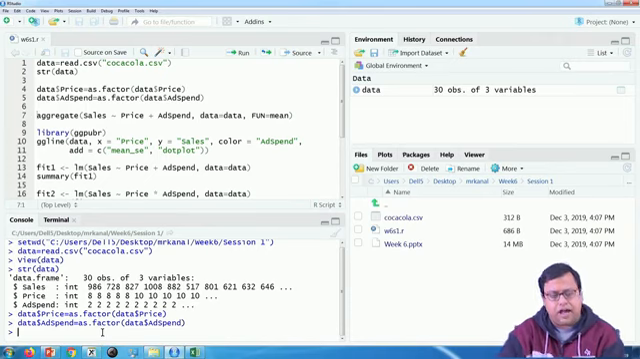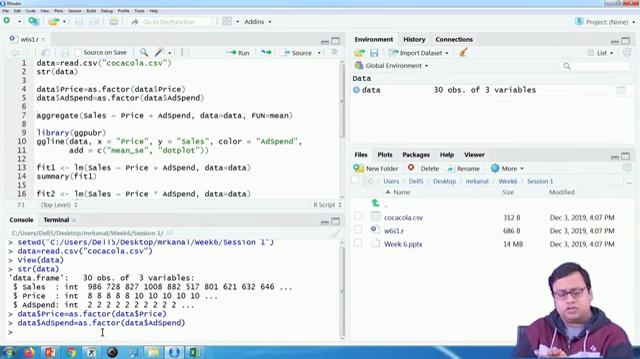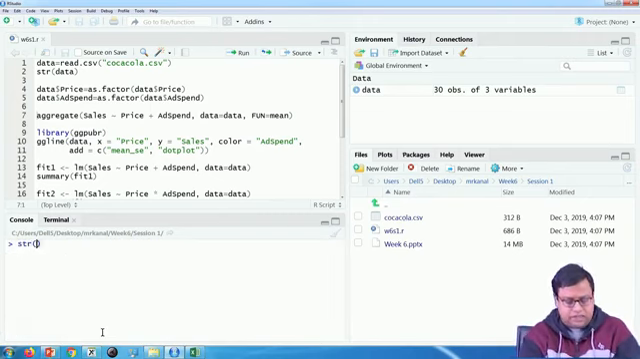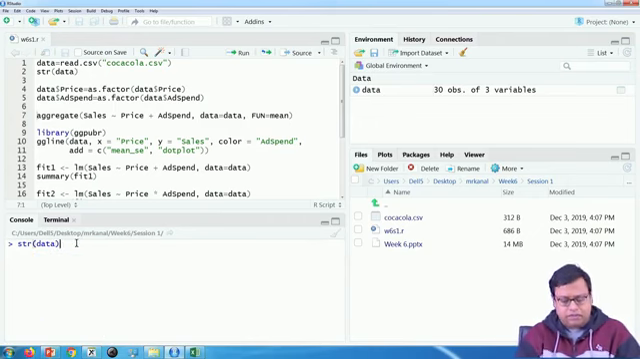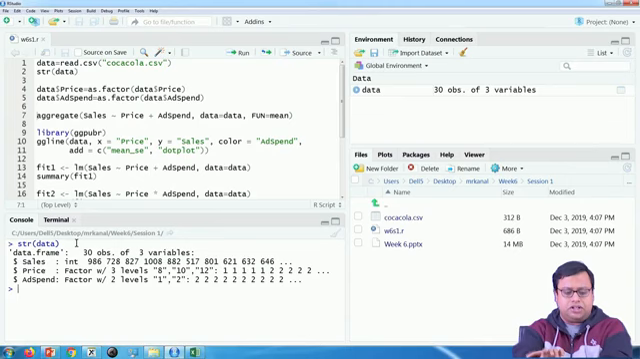Why factor form? Because now they should not have any options other than the given options. If I want to see the structure of the data right now, I press Ctrl L to clear the console. The structure shows that sales is integer, and price and advertisement spend are both factor variables.